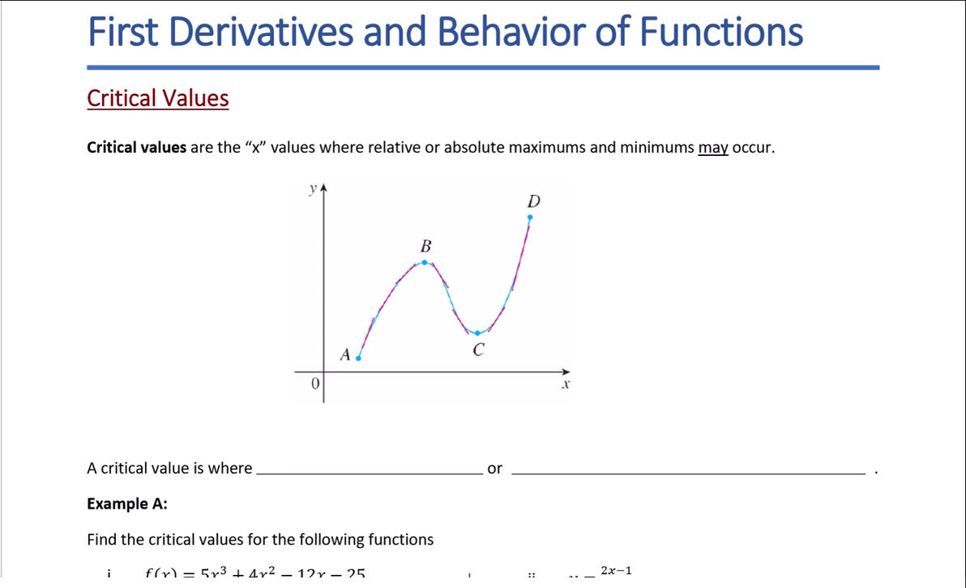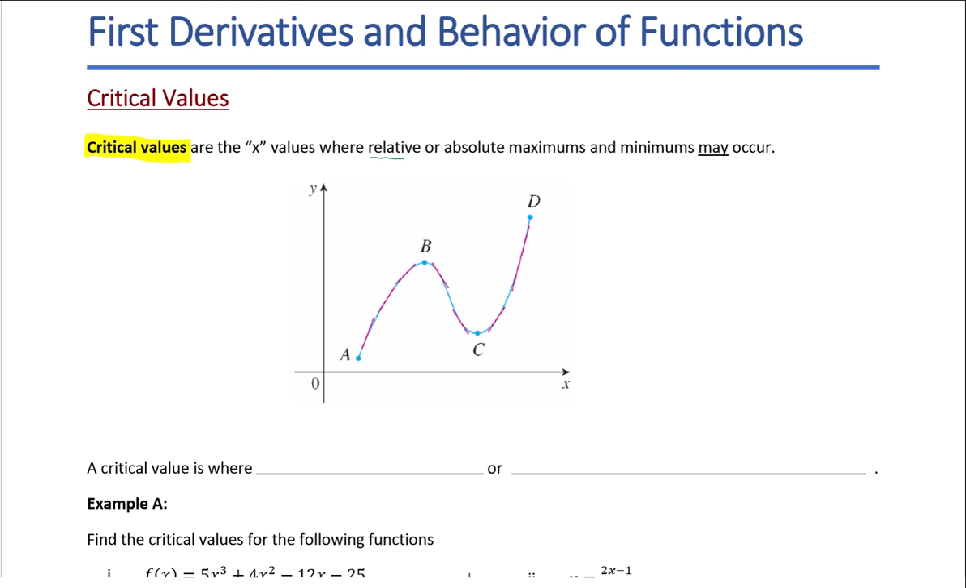Our next section focuses on first derivatives and behavior of functions. So let's take a look at something called critical values. Critical values are the x or input values where relative or absolute maximums and minimums may occur. A couple of things here.